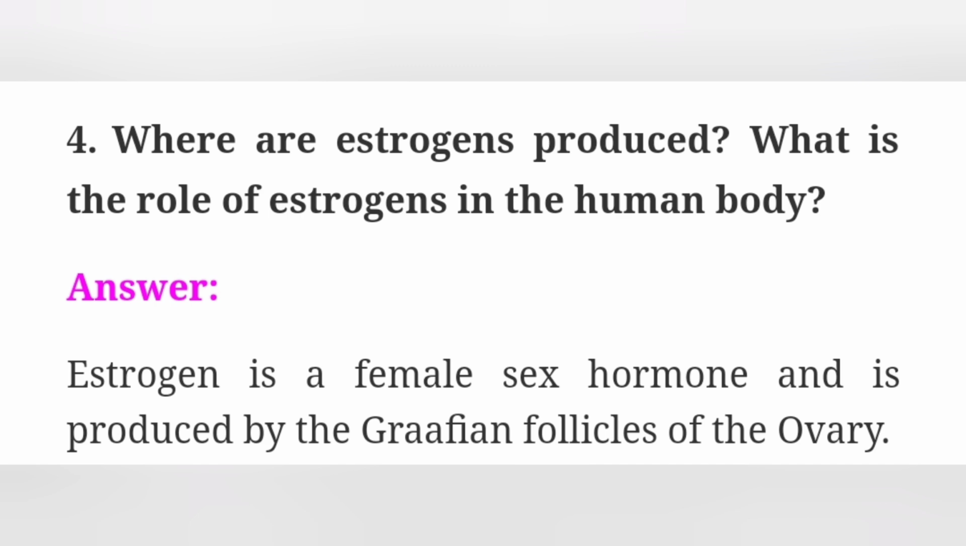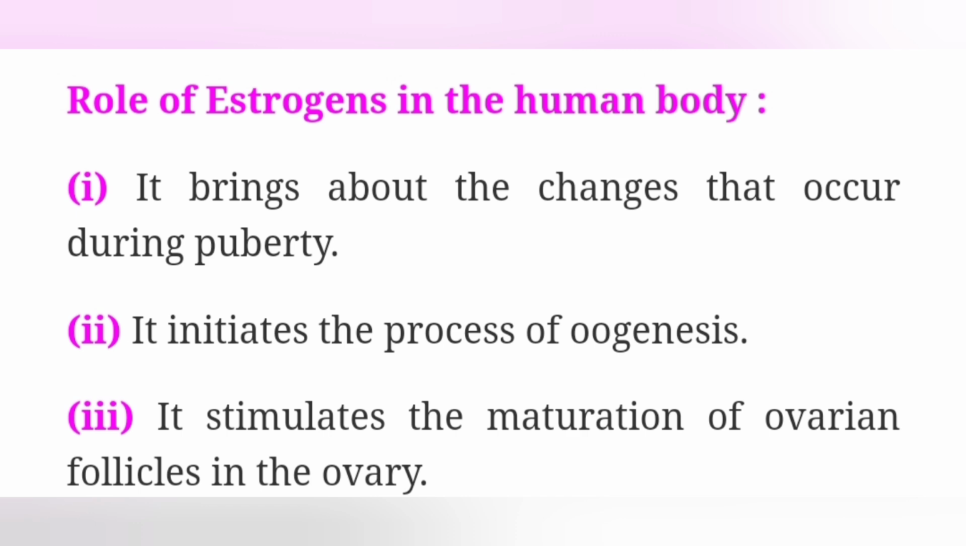Fourth question, where are estrogens produced? What is the role of estrogens in the human body? Answer, estrogen is a female sex hormone and is produced by the Graafian follicles of the ovary. Role of estrogen in the human body.